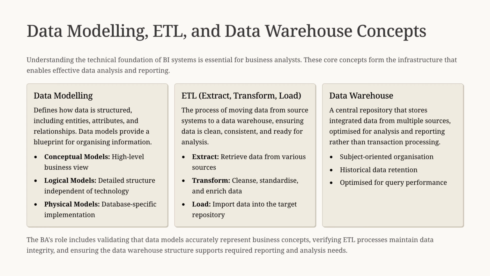For example, a retail chain may have sales data from 200 stores. The warehouse consolidates it so managers can track nationwide performance instantly. As a BA, you don't build the pipelines, but you must ensure that what flows through them is business ready.